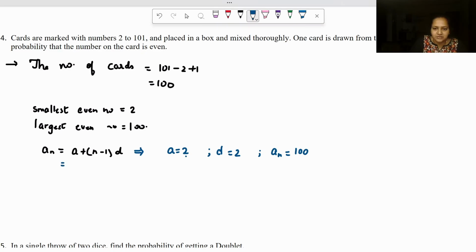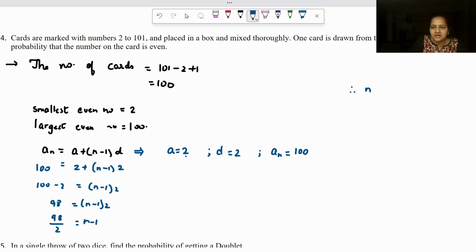If we simplify this, we get 100 is equal to 2 plus n minus 1 times d, which is 2 again. So when we simplify, what are we going to get? We transpose 2 on the other side. We are going to get 100 minus 2 is n minus 1 times 2. 98 is n minus 1 times 2. 98 by 2 is n minus 1. Therefore, we say n minus 1 is 49.